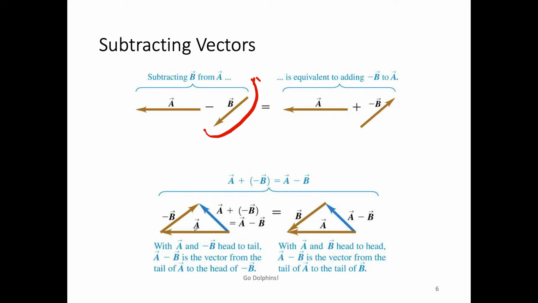So we draw A here and then subtract B. So this is our B. What we need to do is flip the direction of B, which gives us negative B. You put the tail of negative B at the head of A. You connect the tail of A to the head of negative B. You find the vector A minus B.